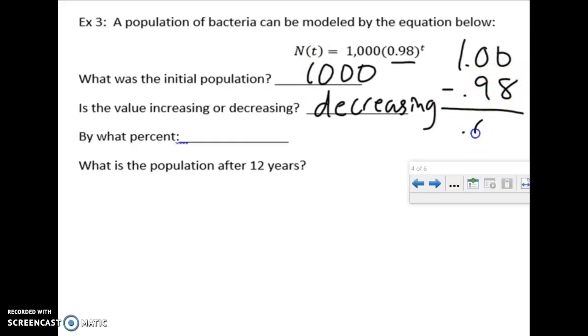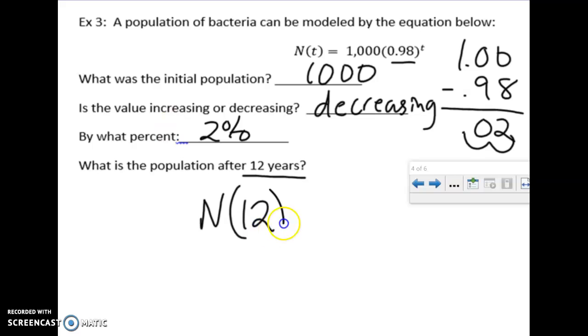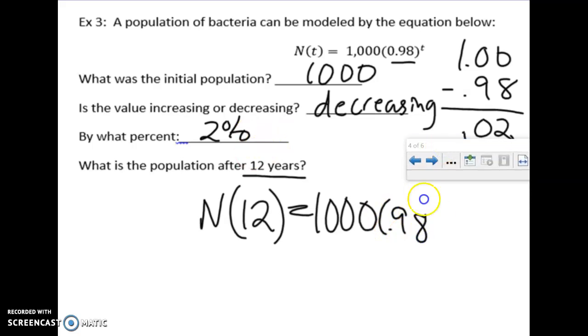So I do a quick little subtraction problem and see that it's 0.02, but you move it twice to make it a percent, so it's really 2%. Now, what is the actual population after 12 years? These bacteria studies are really done using exponential functions quite often, so this is really nothing new. So here we go and use 12 for the number of years.